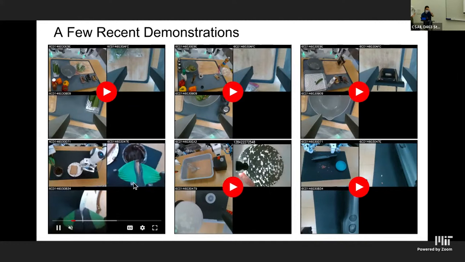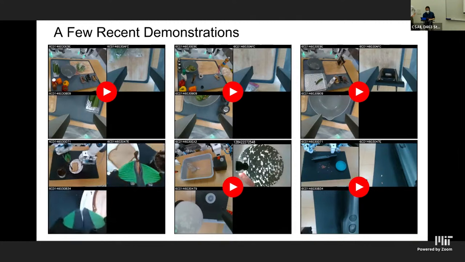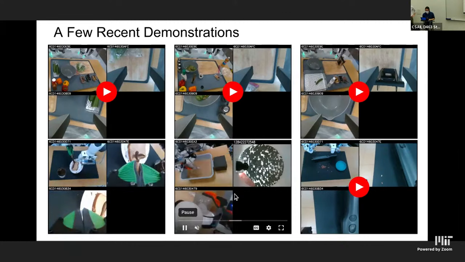Here's an example of spreading unspeakable things, in this case, probably just chocolate on a piece of bread. Again, with a very human everyday life tool.